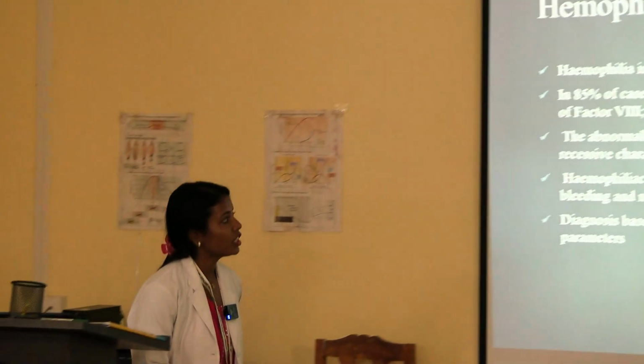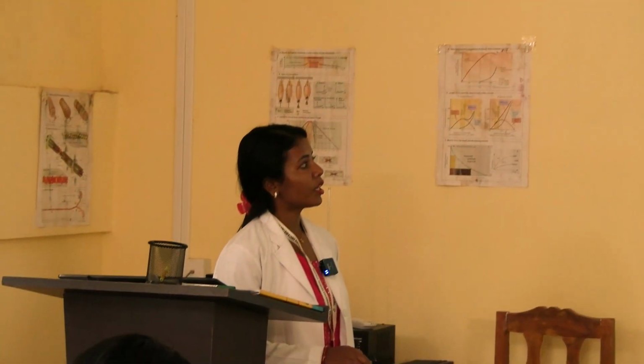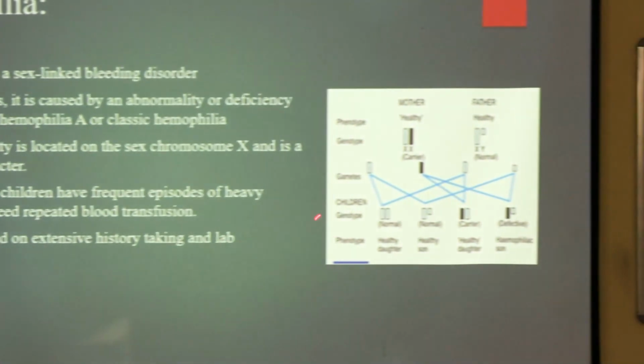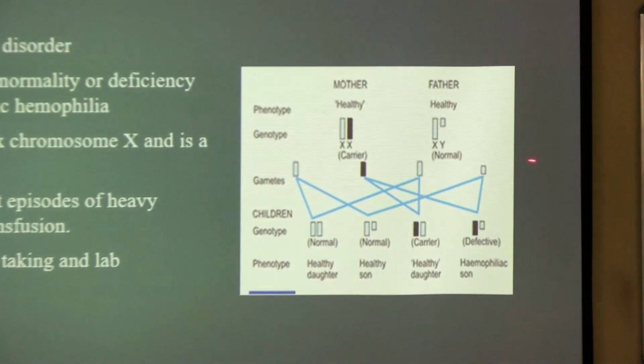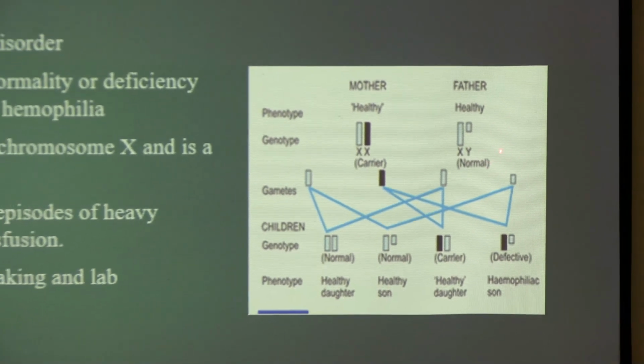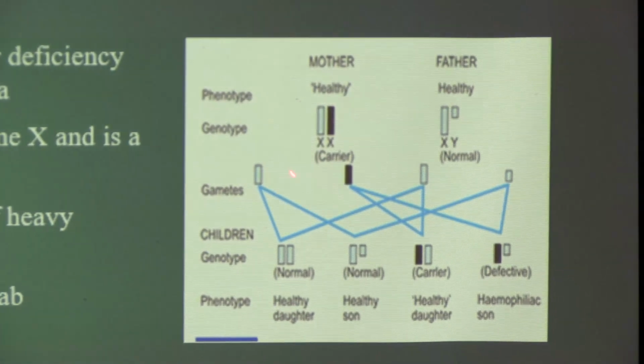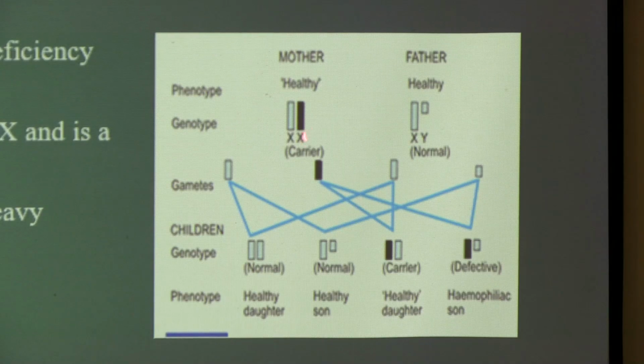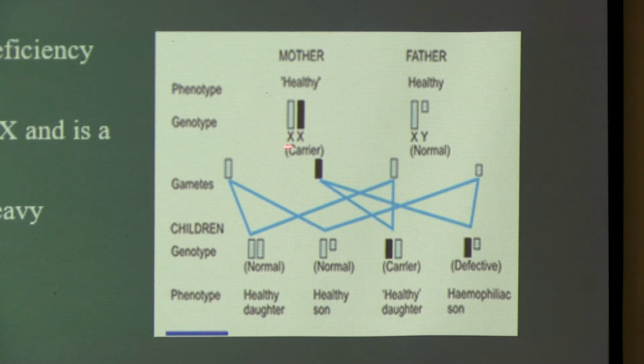Can you see this chart here? This is the mother and father. We know that in chromosomes the female has XX, right? And the father has X and Y. In this disease, the mother, that is the female, is the carrier. You can see the dark black one, this indicates they are carriers, okay? And the father is healthy.